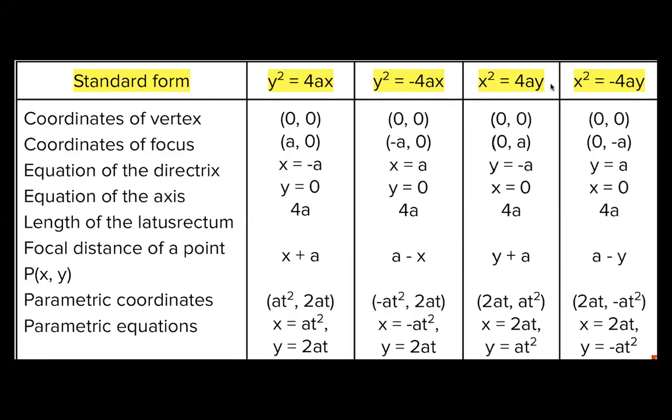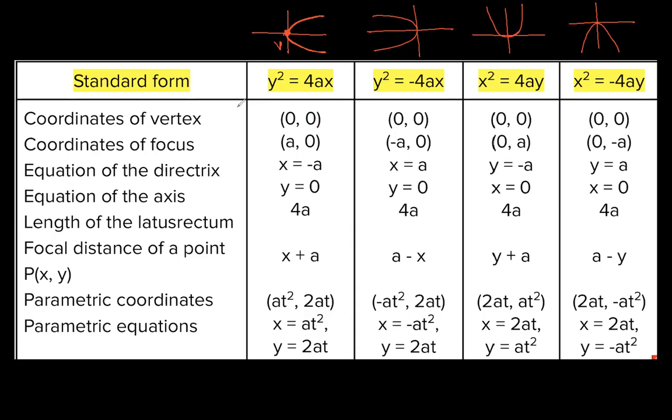The parabola can be of this form. The standard parabola I'm talking about. See, I'm drawing the diagram. The first one is like this. This is the parabola touching at the origin. This is called the vertex. Vertex at the origin. The coordinates of the vertex are 0, 0 in this case. If the parabola opens this way, x is negative, so this one is y square is equal to minus 4x. And then this one is x square equals 4ay. And then this one is x square equals minus 4ay.